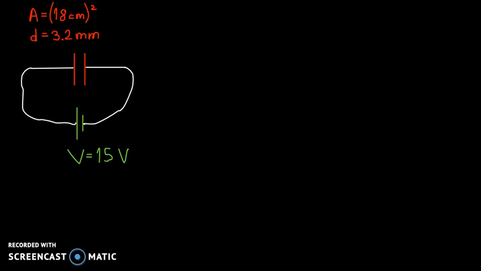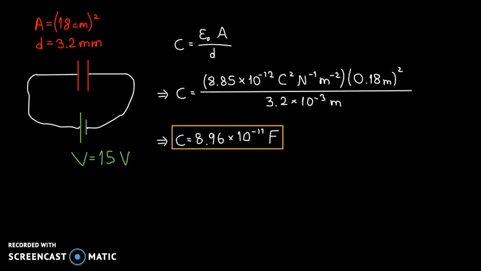Now remember, capacitance depends on the geometry of the capacitor, so we're going to use the formula related to the geometry of the capacitor. Here's our formula. Capacitance is equal to epsilon 0 times the plate area divided by the plate separation. Let's substitute the numerical values and calculate. We get 8.96 times 10 to negative 11th farad, or 89.6 picofarad.